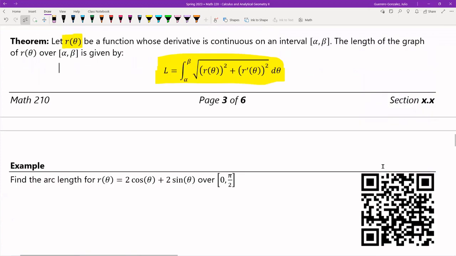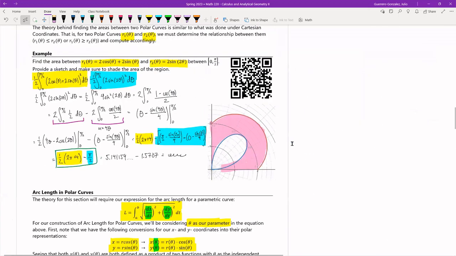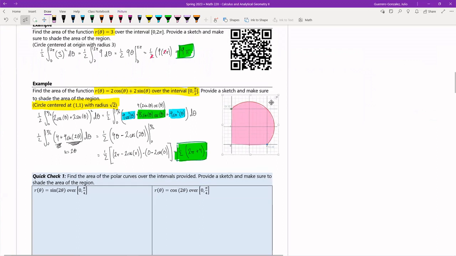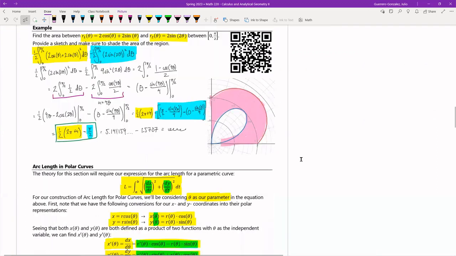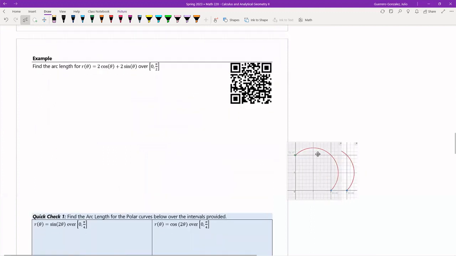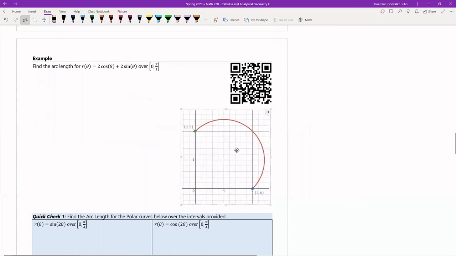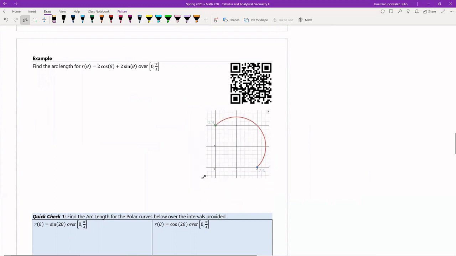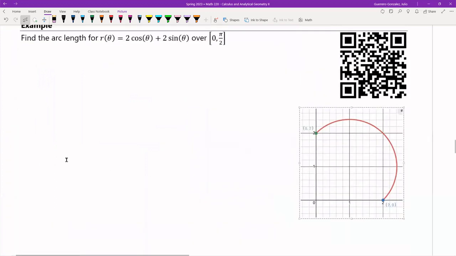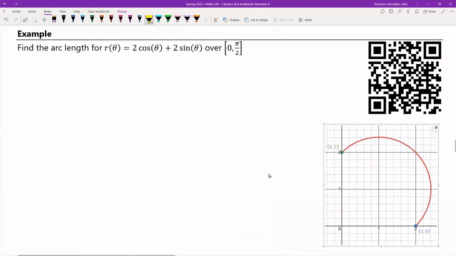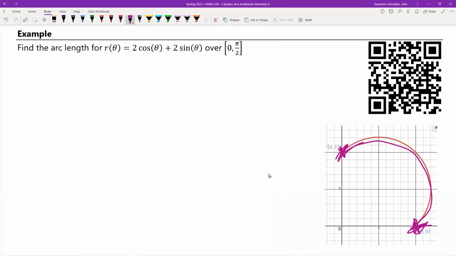Let me go back up here. I'm actually going to steal this picture. I'm going to copy it, go back down here, and paste it down here. Bam. Let me not make it that big though. There we go, because I do want to zoom in. So I want this particular length right here, from here to here. This arc is what I'm looking for. How big is that arc? That is what's given by L.